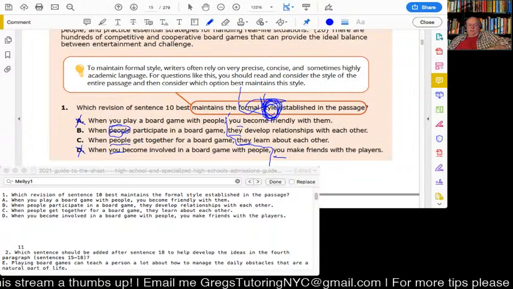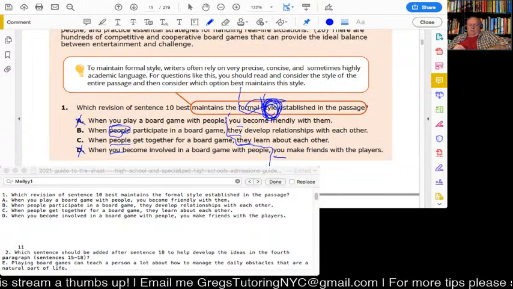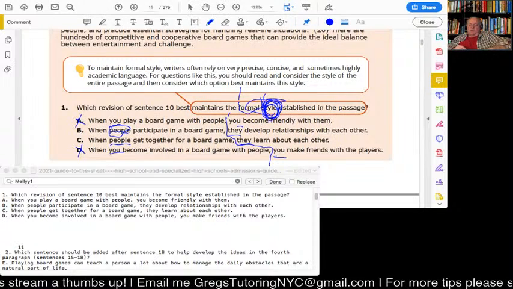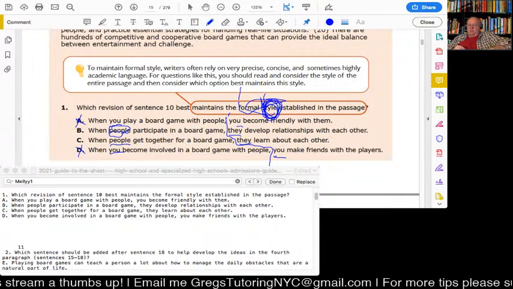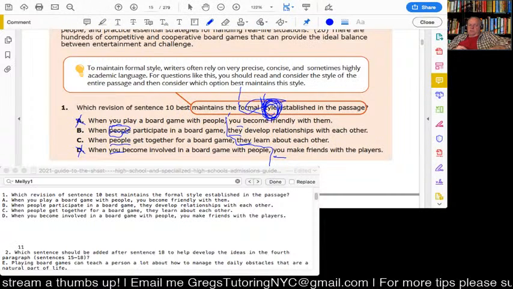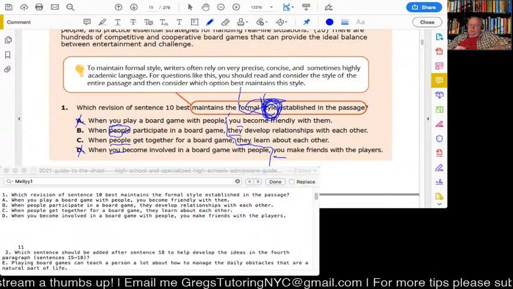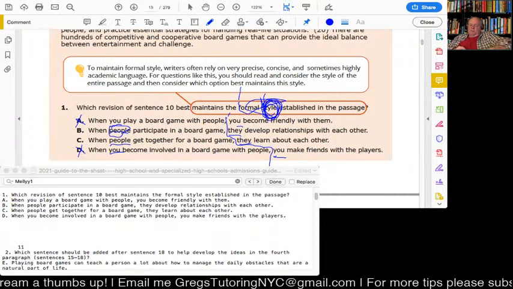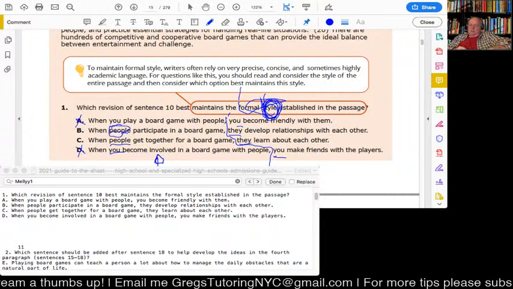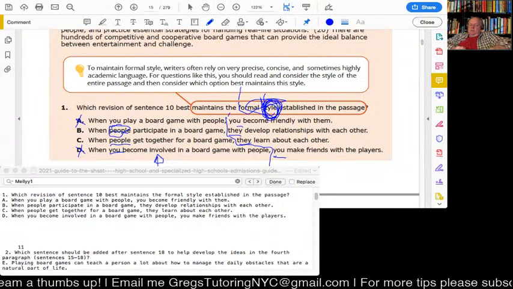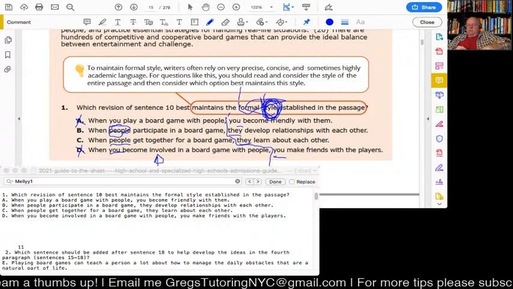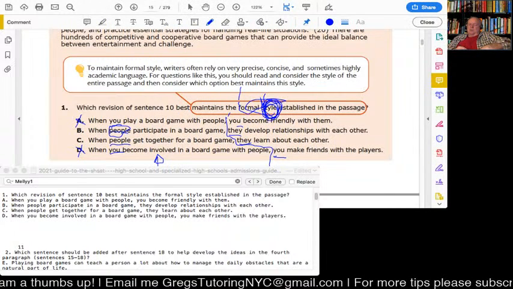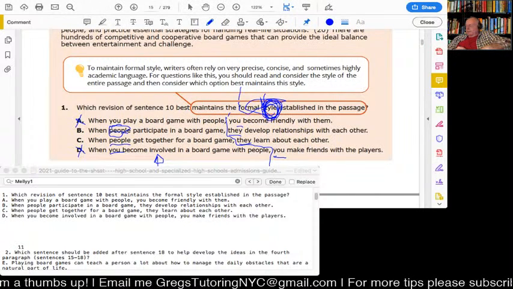Okay? So if you now analyze B versus C, it says when people participate in a board game versus, and I'm not even going to look at the second half yet, when people get together for a board game. So from this half here, B and C are equal. They're not exactly equal. Getting together doesn't necessarily mean participating. But that's the general notion of what they're talking about here. That's what they're saying. Okay?